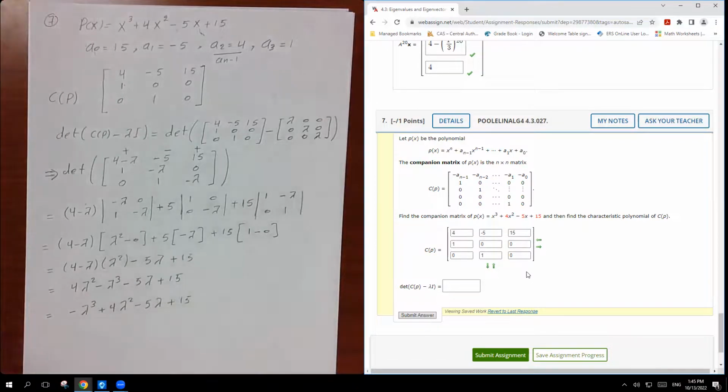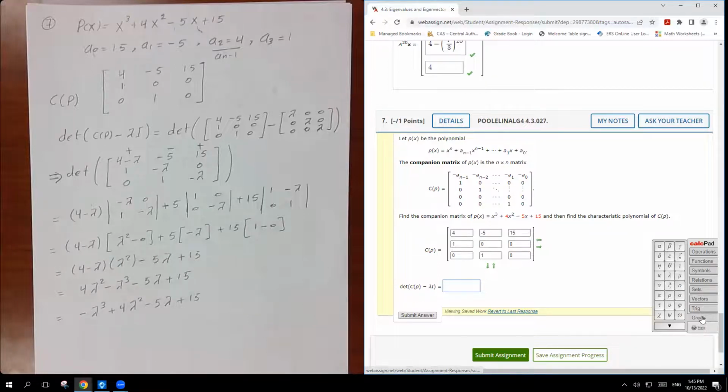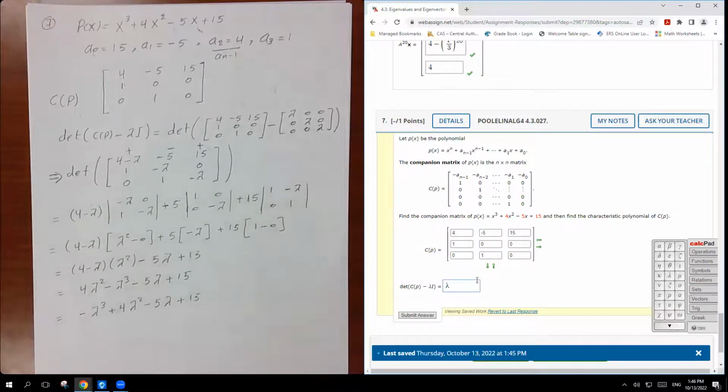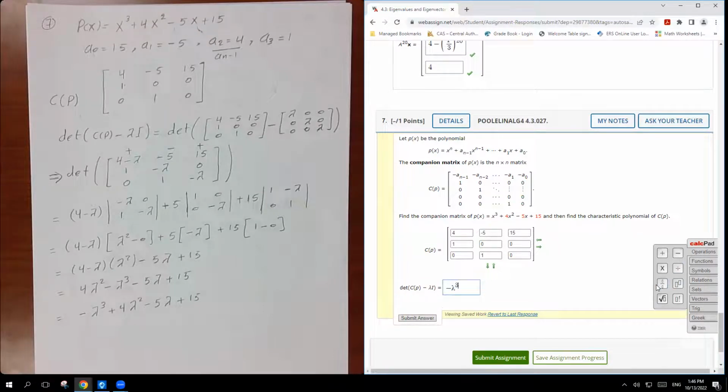Did we? We have here, oh yeah, plus 15. Okay, let's check this one, which is how we're going to type the lambda. I don't know. It's here. So it's going to be negative lambda cubed. Oh, we have to keep going back and forth. Plus 4 lambda squared and minus 5 lambda and plus 15.